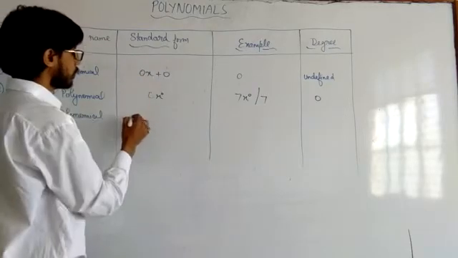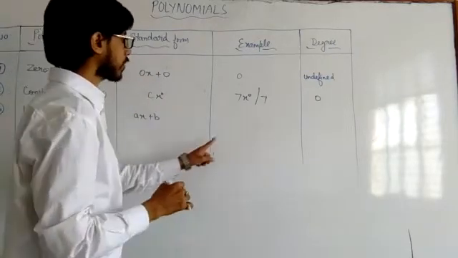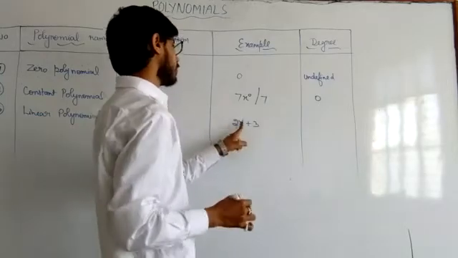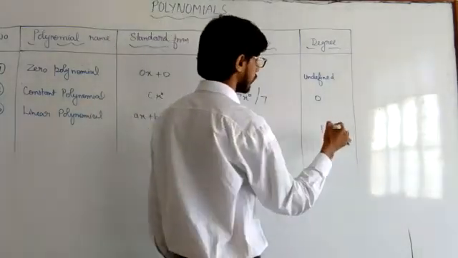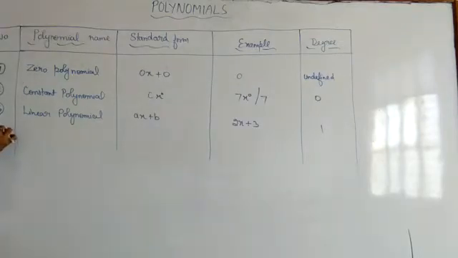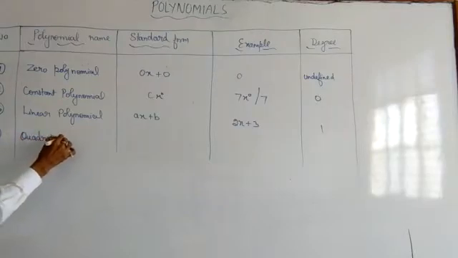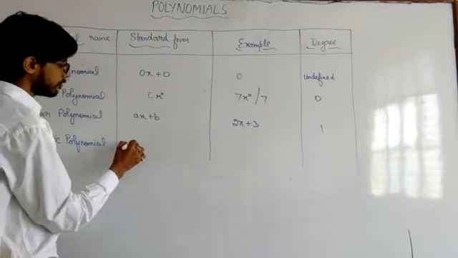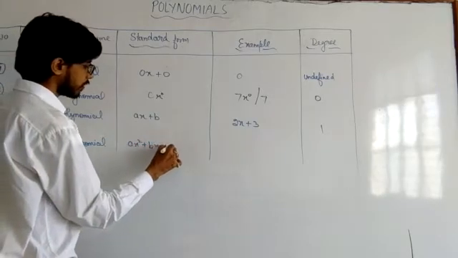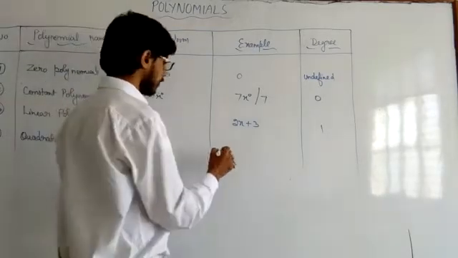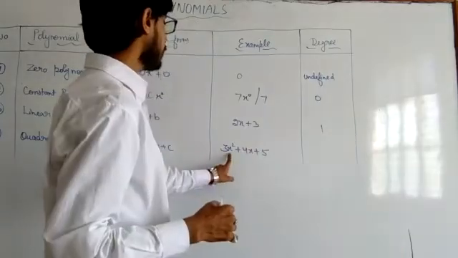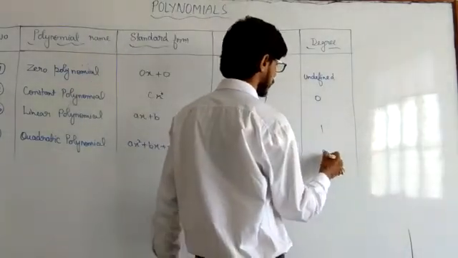Third, linear polynomial, standard form ax plus b. Example, 2x plus 3. So the degree of x here is 1. Degree 1. After that, quadratic polynomial, standard form ax square plus bx plus c. Example, 3x square plus 4x plus 5. Highest power of variable is 2. So degree 2.